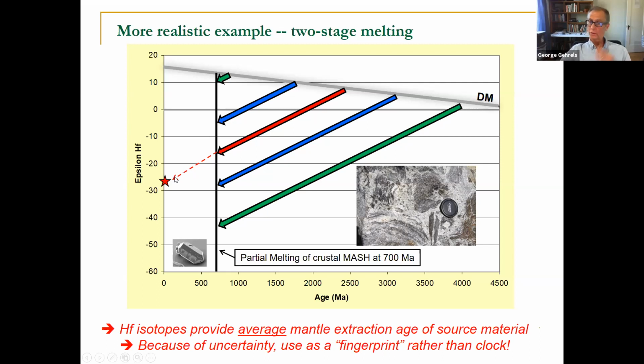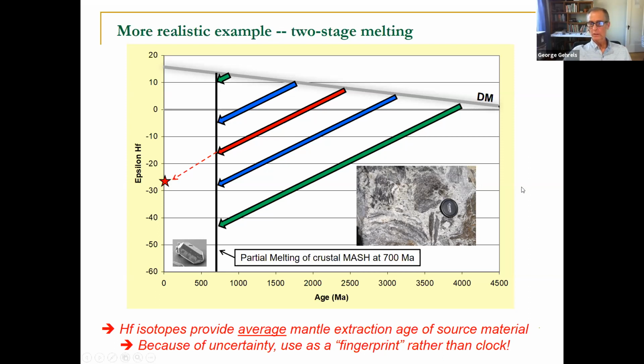So if you do what people would like to do, the simple thing, project this dashed line all the way back until it hits the mantle, you could get this age for mantle extraction. In reality, it could be blue or it could be green. And the bottom line is you have no idea when mantle extraction took place because you're melting that material from the mash zone, not from the mantle itself.